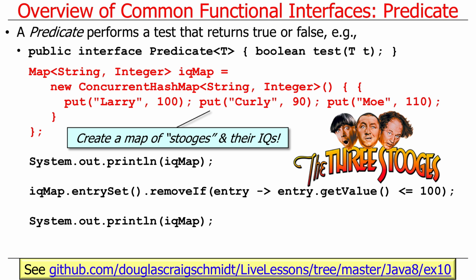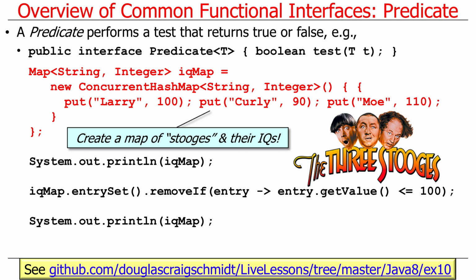Right, so a map is essentially a way of mapping or associating a key with a value. In this case, the key would be the string, like the Stooge name, and the value would be the Stooge IQ. So we have name and IQ, which is string and integer. That's just what a map is.